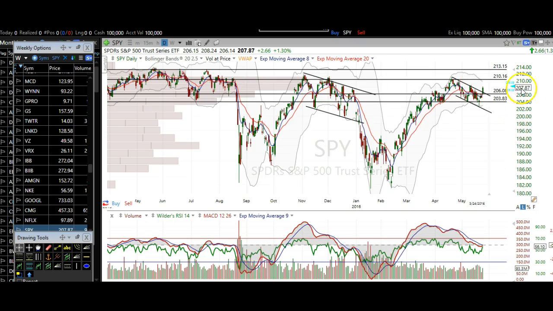Now keep in mind, while I'm bullish on the S&P 500 right here, we still have a ton of resistance just overhead. Okay, so keep in mind 210, 213, some big levels just overhead, but it's looking like we can at least tag those levels.